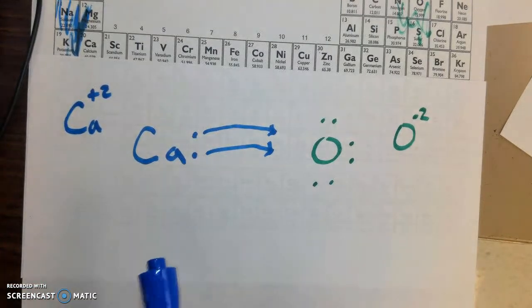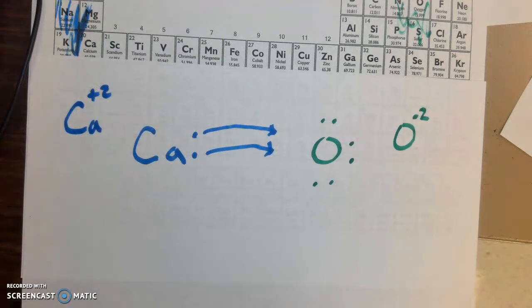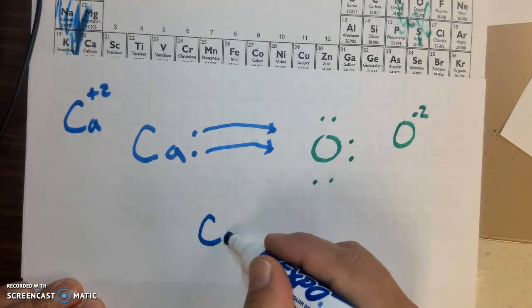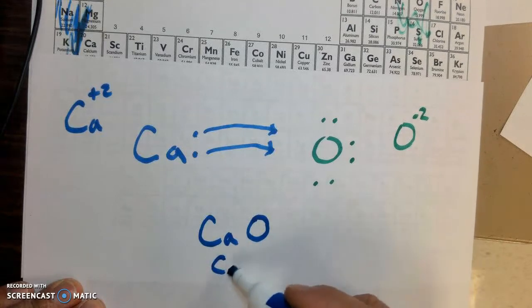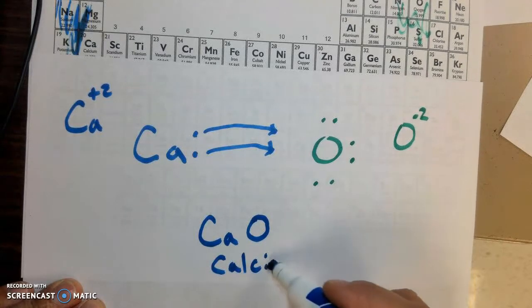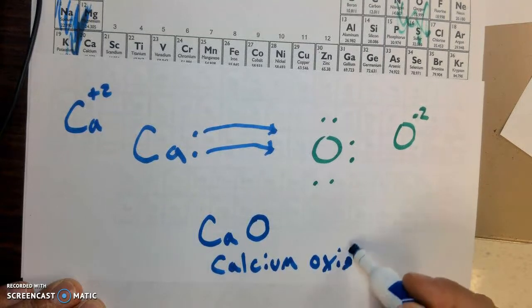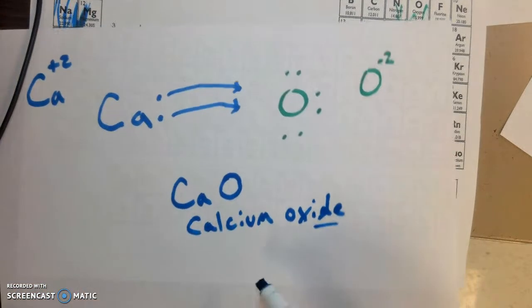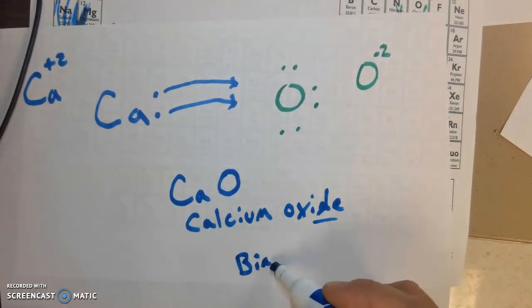Now remember what we're going to call this. This is calcium and oxygen, but when they form a bond to become calcium oxide, that IDE, it's going to change its name. It's going to change its name to calcium oxide because it's a binary compound.